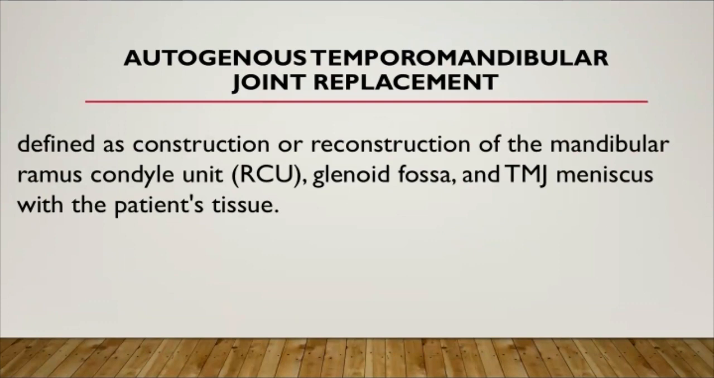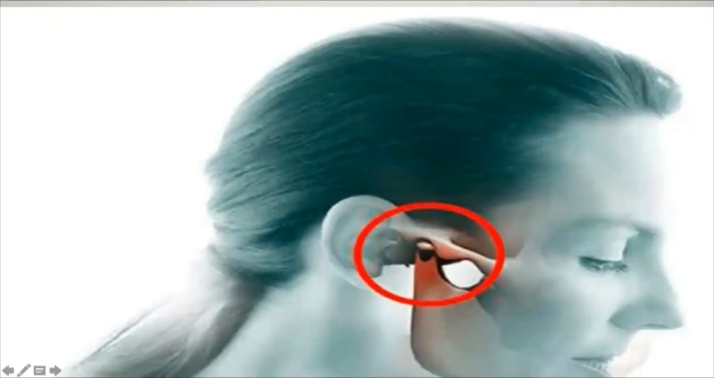Autogenous temporomandibular joint replacement is defined as the construction or reconstruction of the mandibular ramus, that is mandibular ramus and condyle as a unit, the glenoid fossa and the temporomandibular meniscus with the patient's own tissue. This is a picture showing the temporomandibular joint, ankylosed mandible. Due to road traffic accident or fall, not treated, it becomes ankylosed, it's not moving.